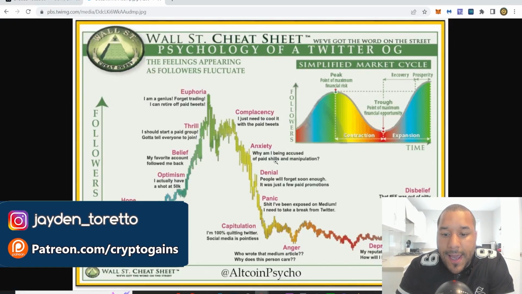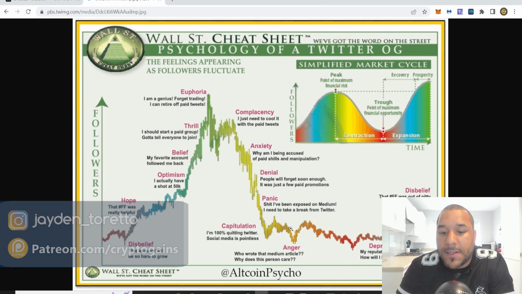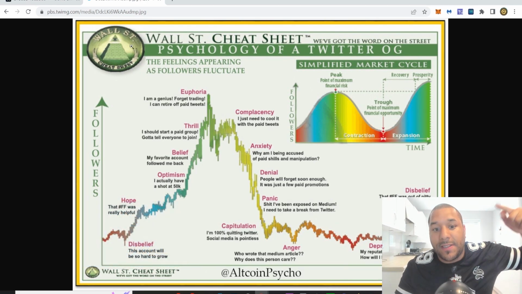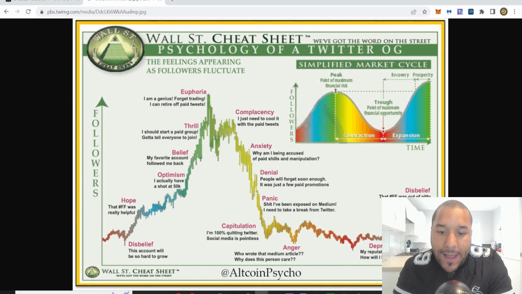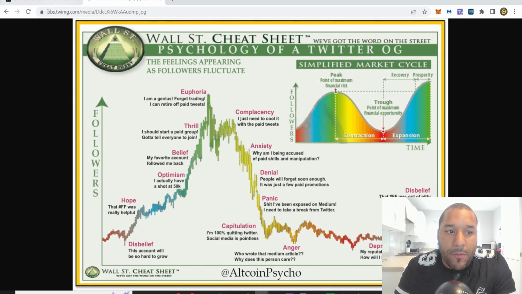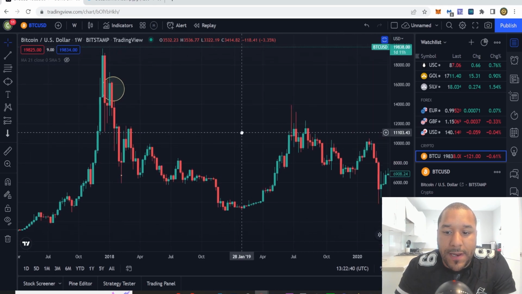You would class that as anger. But notice how different it looks, because this is more of a slope, whereas the other one was a sharp drop, like you fell off a cliff. And it's always going to be different with every cycle, because price action will never be the same.